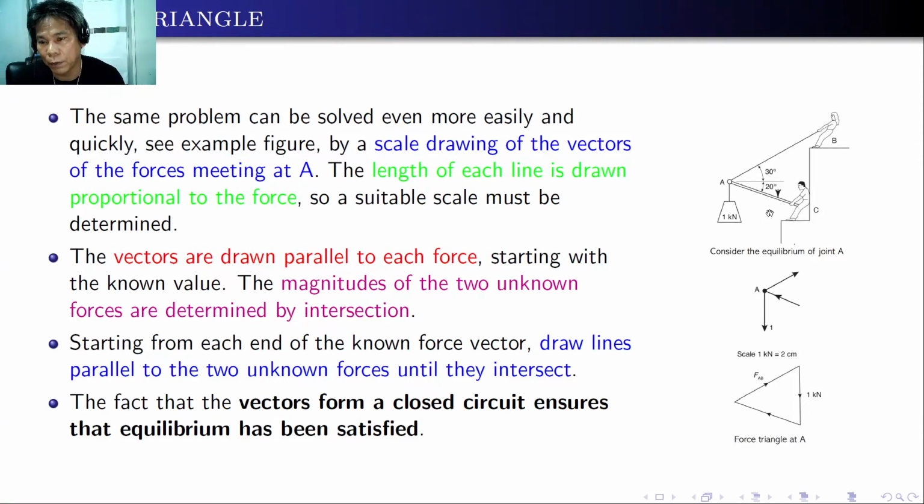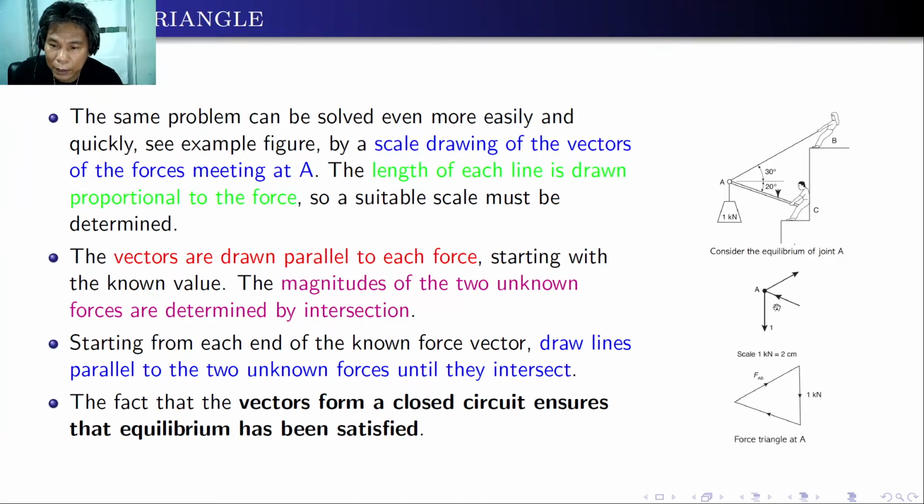It's quite beautiful because the force or the weight of 1 kilonewton is being pulled by this girl at point B and being pushed by this boy at point C. So here the weight of 1 kilonewton is going down, and the tension force from A to point B is here, and the compression force from A to C is also written here.